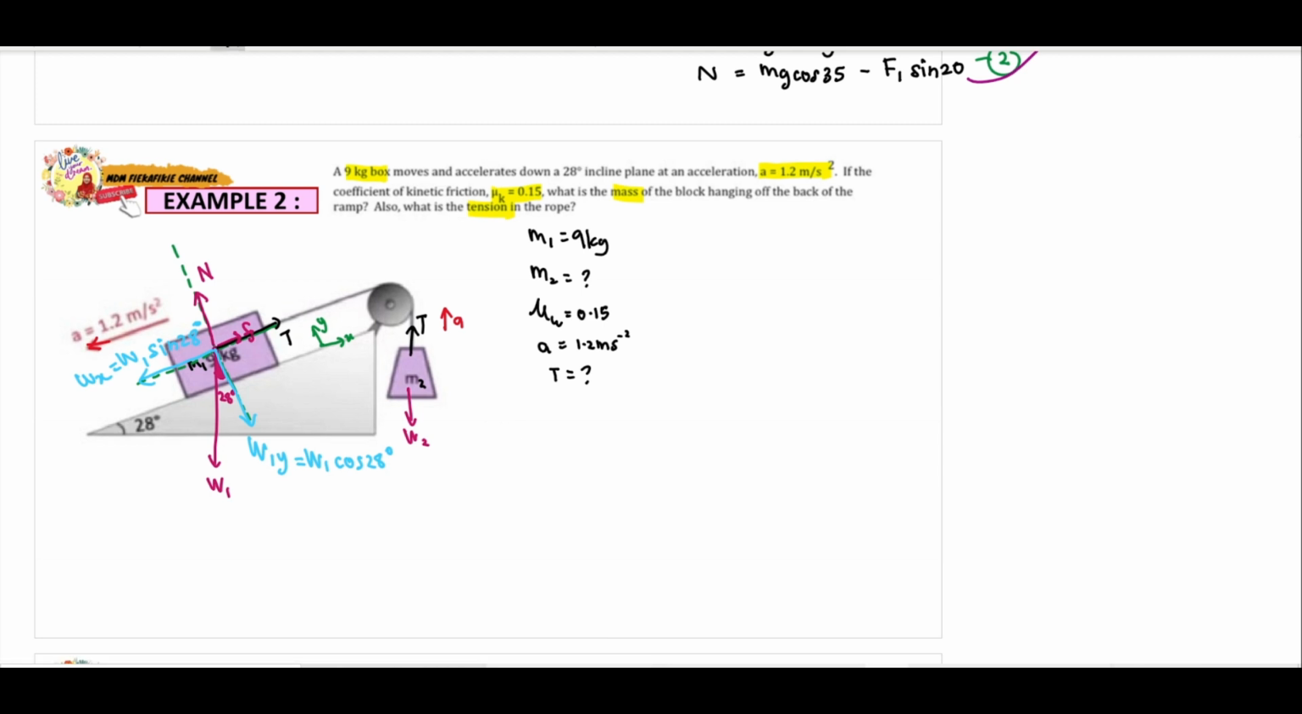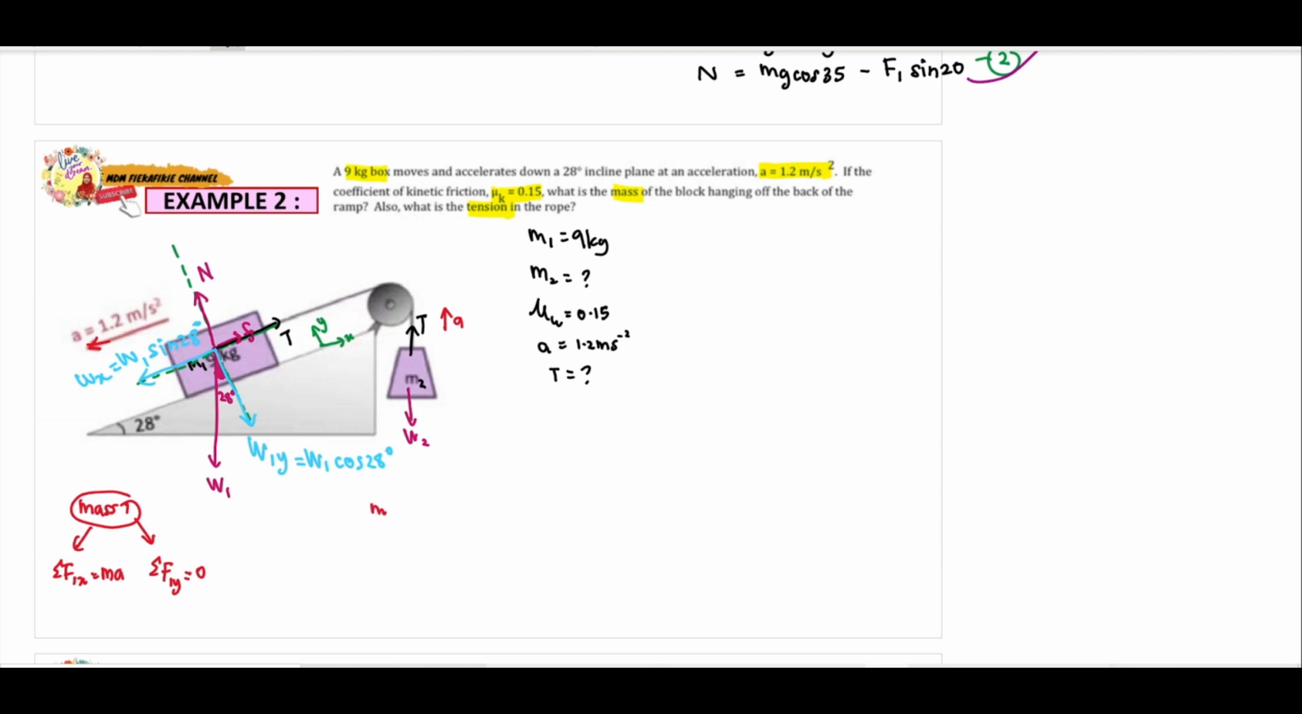Untuk mass 1, kita akan ada total force in X component equal to MA sebab dia bergerak in X component. Tetapi dia tidak bergerak in Y component. So, total force Y, okay, 1Y referring to mass 1 in Y component, so equal to 0. So, akan ada dua equation daripada mass 1.